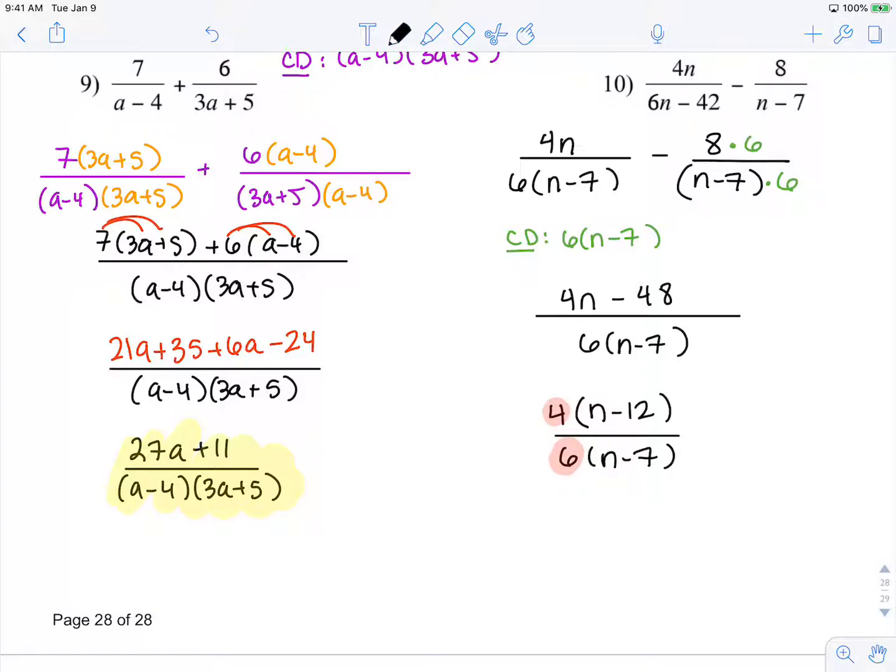4 over 6 simplifies to be 2 over 3, and that is n minus 12 over n minus 7, and you could leave your answer like this or distribute.